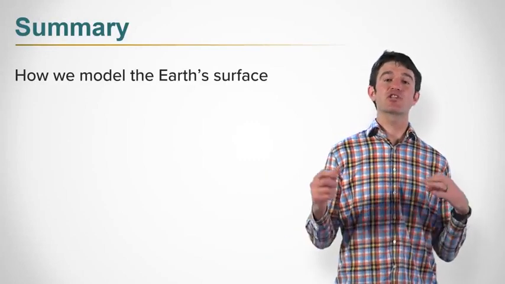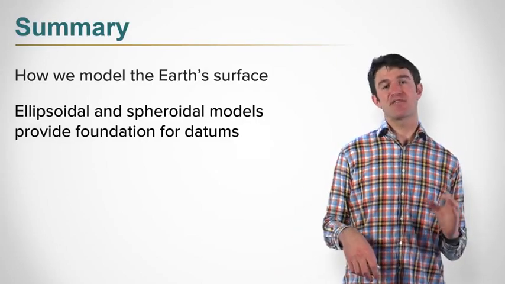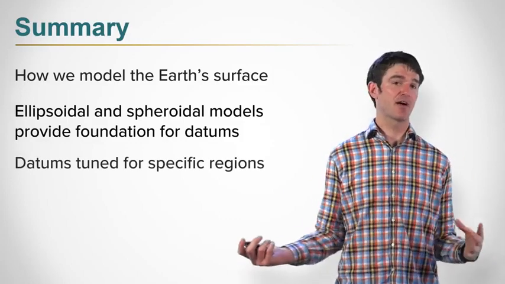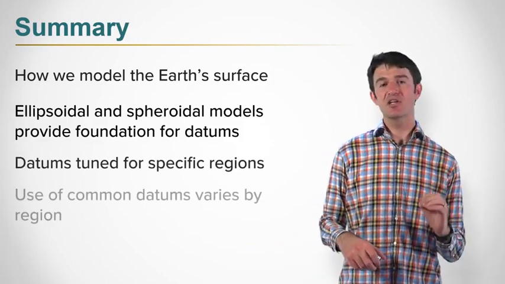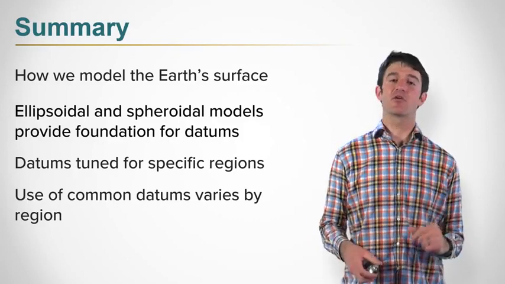So, to wrap this all up, in this lesson, we learned about how we model the Earth's surface in order to establish coordinate systems based on it. We use ellipsoidal and spheroidal models as the foundation for datums, which are tuned for specific regions of the planet or the entire planet. And then common datums in use vary by region, so you should find out which one is most common and accurate where you work.